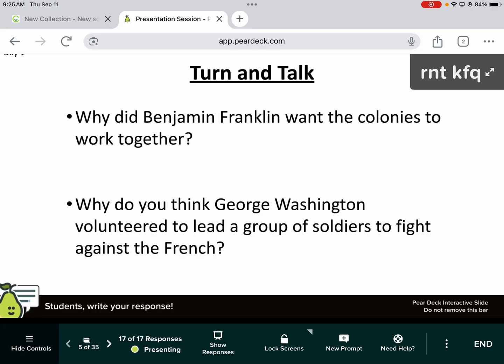Okay, 2nd, why do you think George Washington volunteered to lead a group of soldiers to fight against the French? Would you volunteer? Well, why do you think he did? This is just your opinion. Just tell me why you think he did. Because he wanted to help them fight against France. That's pretty brave at 21, isn't it? Okay, pretty crazy.